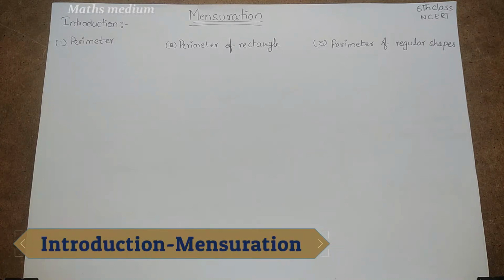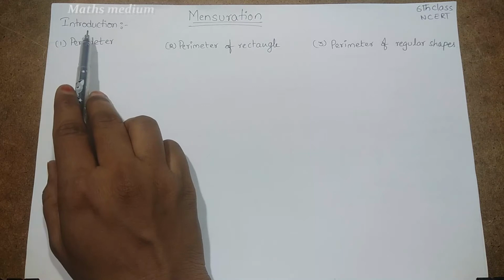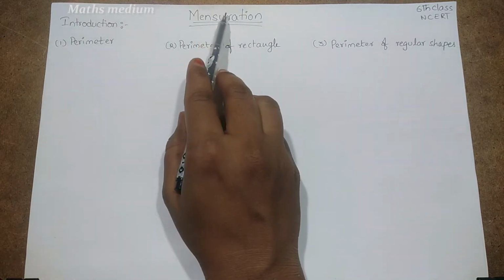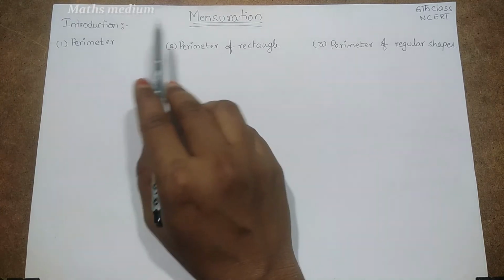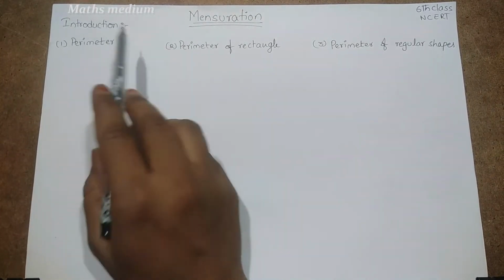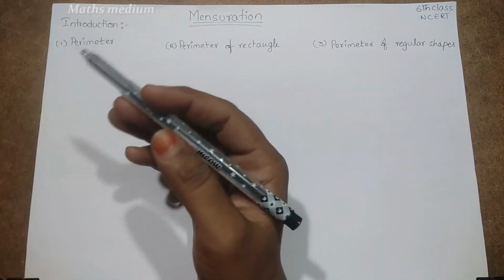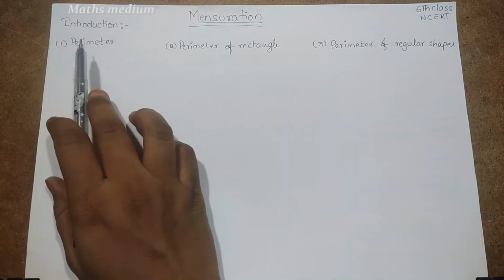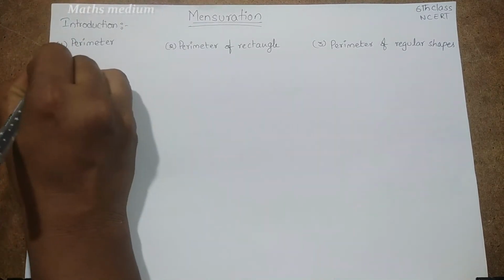Today I came with a new topic, that is mensuration from 6th class NCERT. Here we are going to discuss the introduction. Before going into the introduction, we have to know about mensuration. What is mensuration? It is a process of measurement. It deals with the measurement of perimeters, areas, volumes, lengths, etc. So in that we are learning perimeter. So let's start. What is a perimeter?